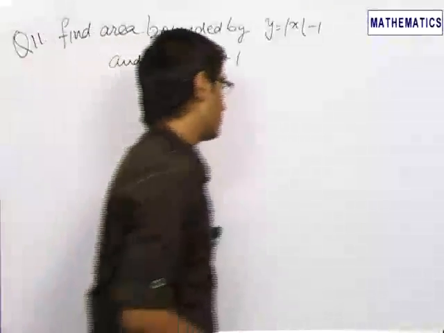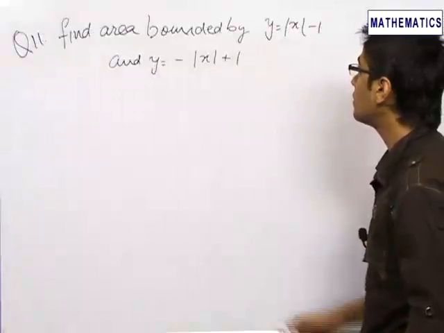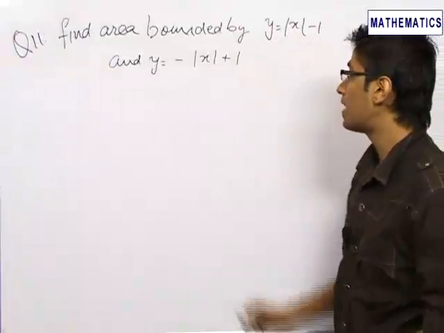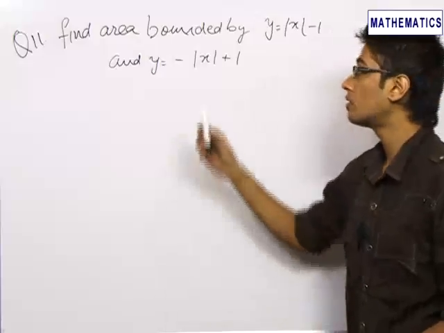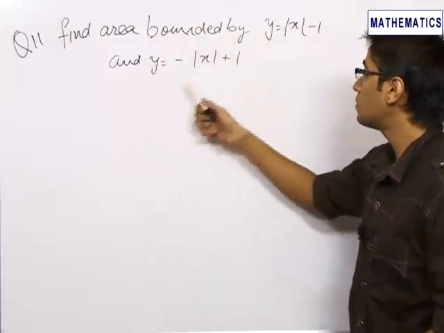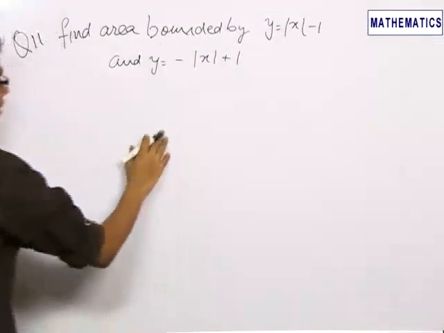Our 11th problem goes like this. There are two lines given, or in fact there are four lines given. y equals mod x minus 1 and y equals minus mod x plus 1. Now you'll wonder how these are four lines, and we want to find the area which is enclosed between these lines. Now these are actually not two lines, there are four lines.